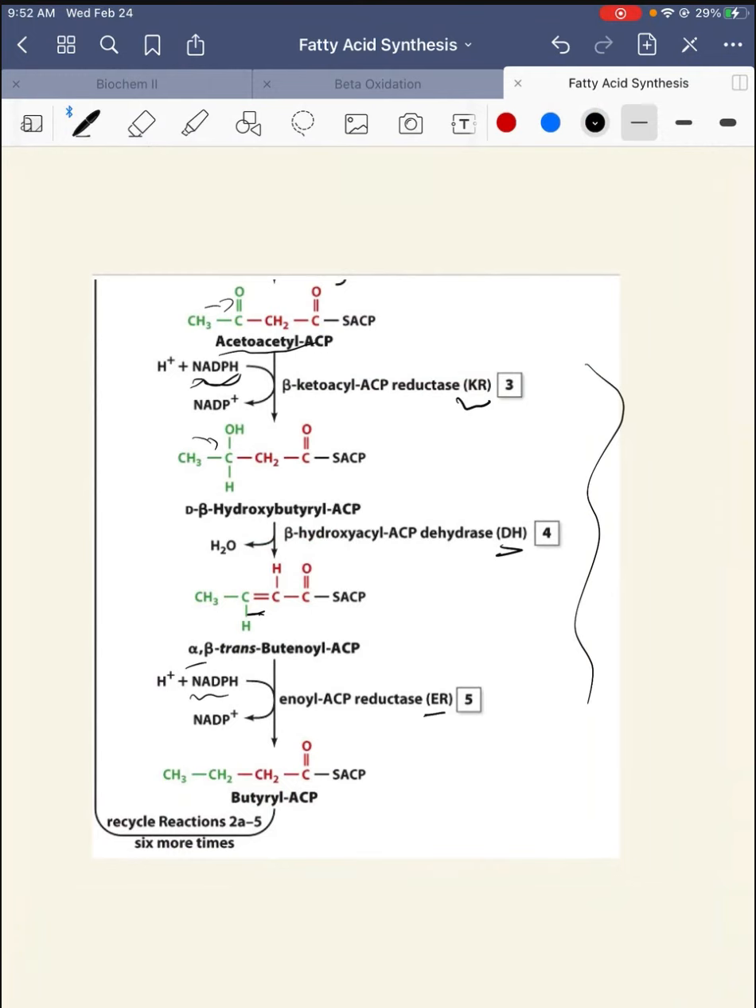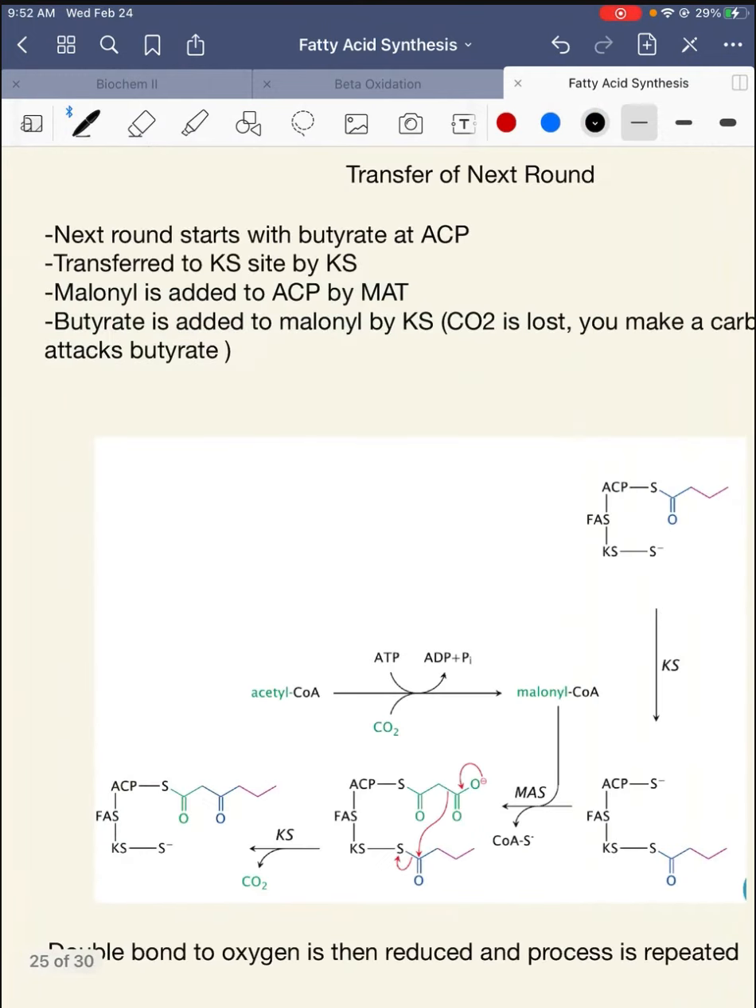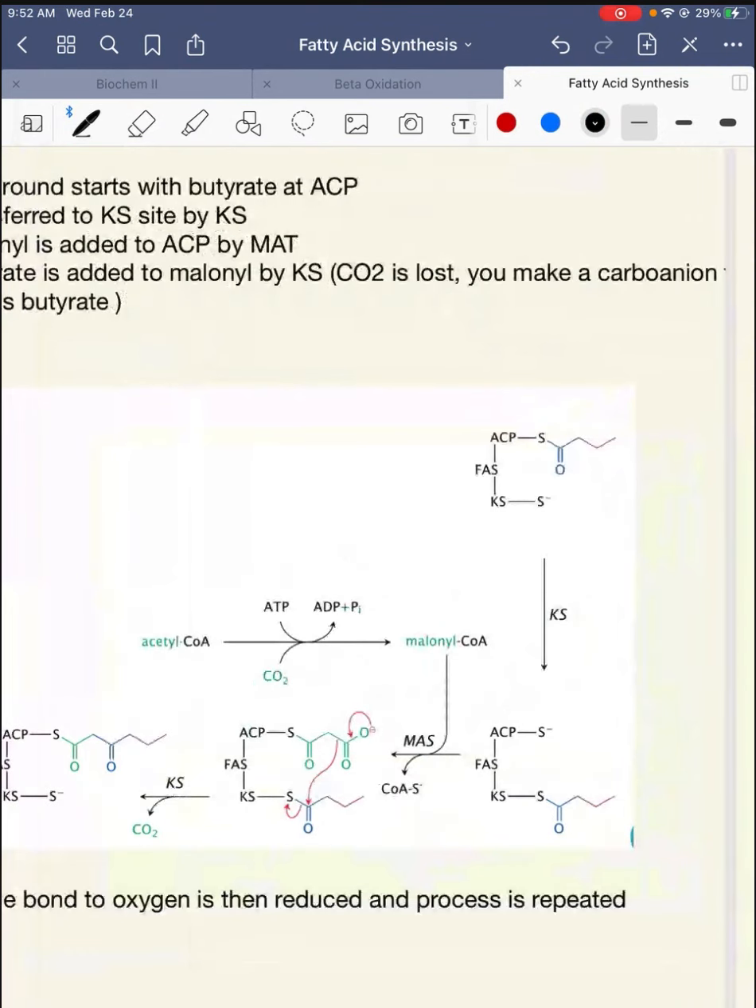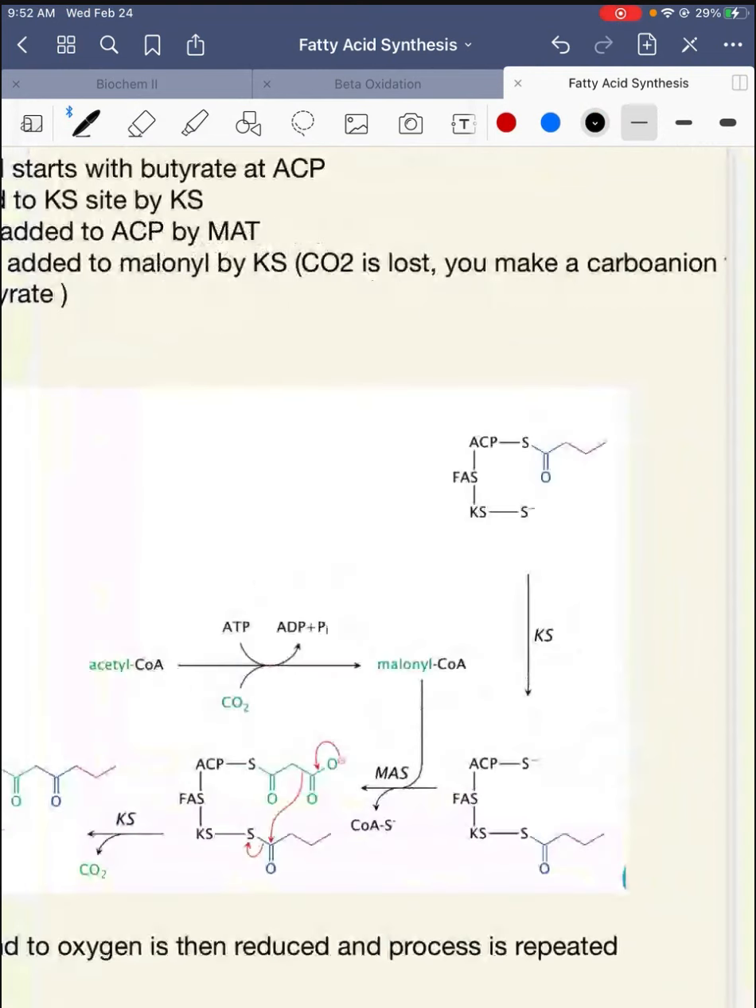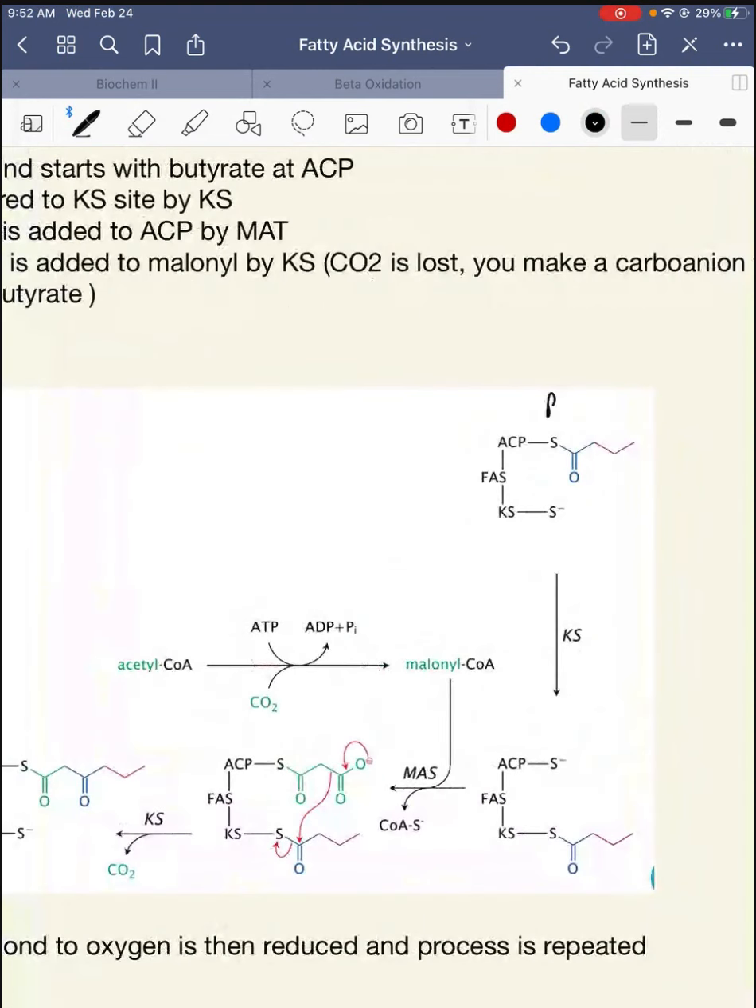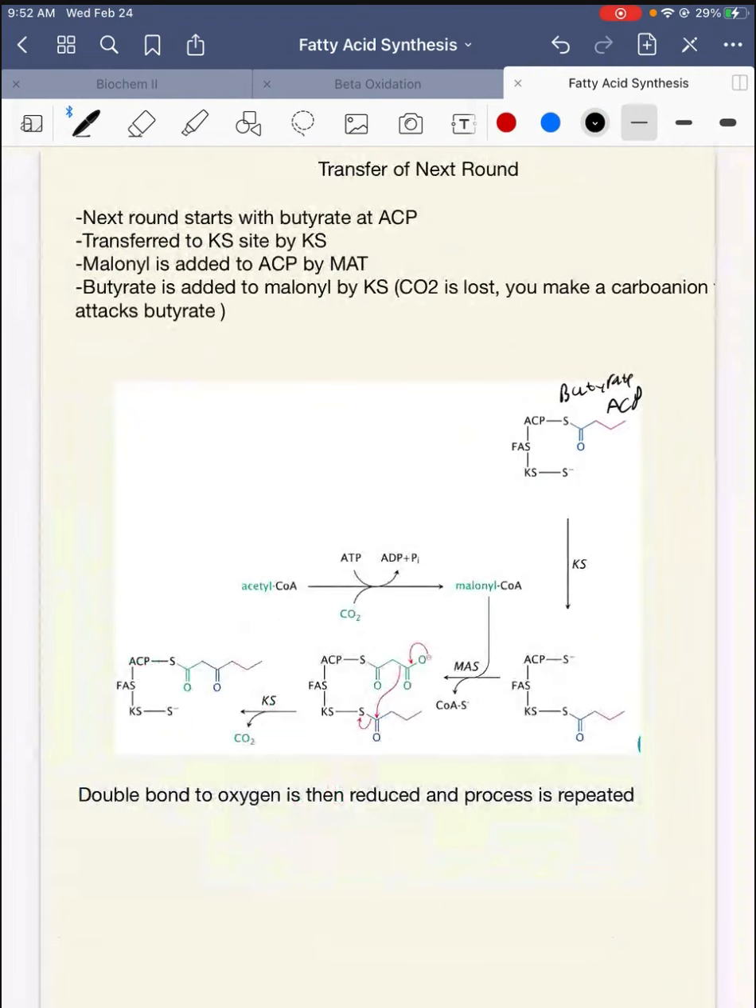Okay, so this is the view I like of the transfers. So this is the butyrate ACP that we made in the last step. Okay, so we made the butyrate ACP. It's on the ACP site. So this will start the same way that we had with acetyl-CoA.